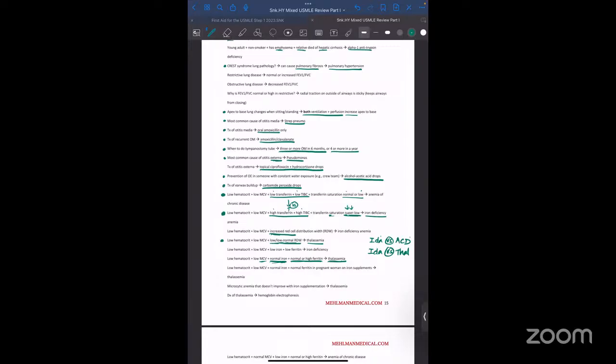Then low hematocrit plus low MCV plus normal iron plus normal ferritin in pregnant women on iron supplements, think thalassemia. She's already taking iron supplements and her ferritin is also normal, so she should not be iron deficient. So this is implying it is thalassemia. Then microcytic anemia that doesn't improve with iron supplementation, also think thalassemia. Diagnosis of thalassemia is with hemoglobin electrophoresis.